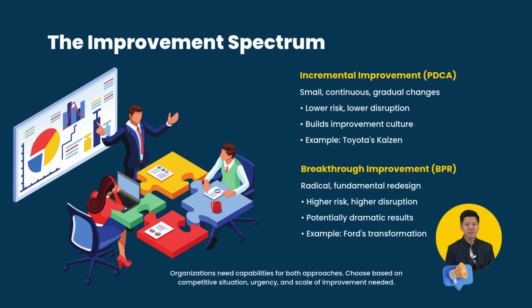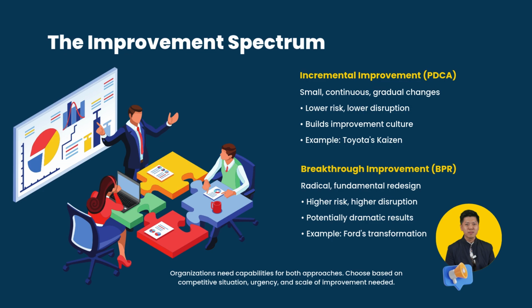With a clear understanding of our current state, we can pursue improvement. But improvement isn't a one-size-fits-all approach. It exists on a spectrum. On one end, we have incremental improvement, like the PDCA cycle. This is about small, continuous, gradual changes. Its lower risk builds a culture of improvement and is exemplified by Toyota's famous Kaizen philosophy.